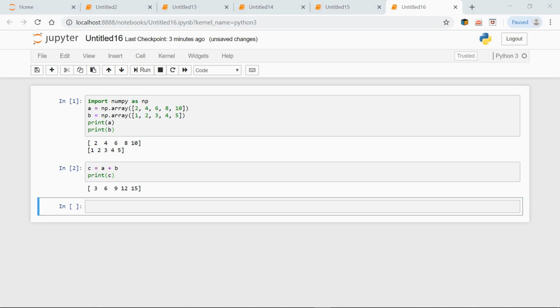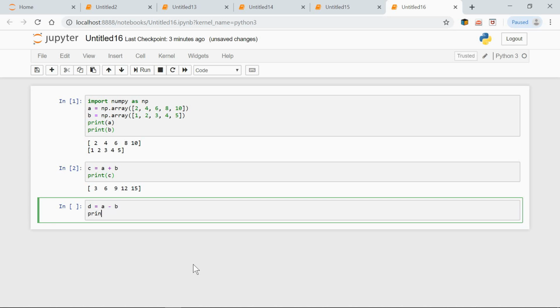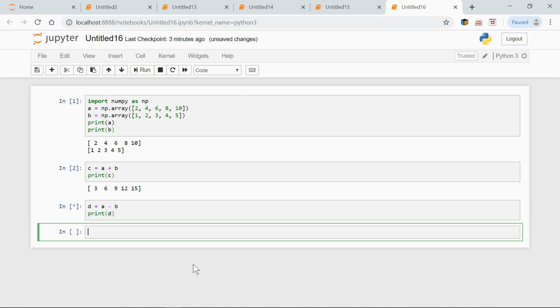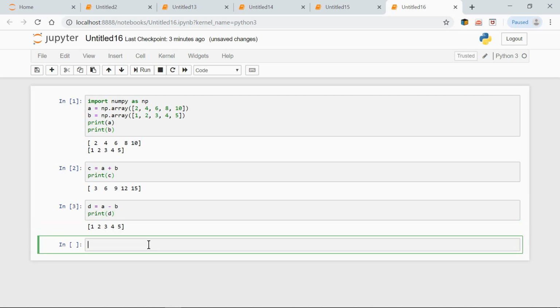How about subtraction? Well, it generally works the same. D equals A minus B. Print D. And here we have the result. A minus B. 2 minus 1 equals 1. 4 minus 2 equals 2, and so on.